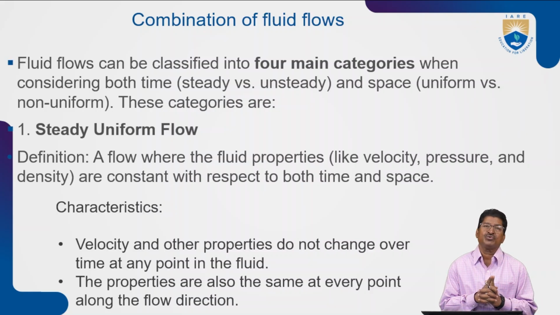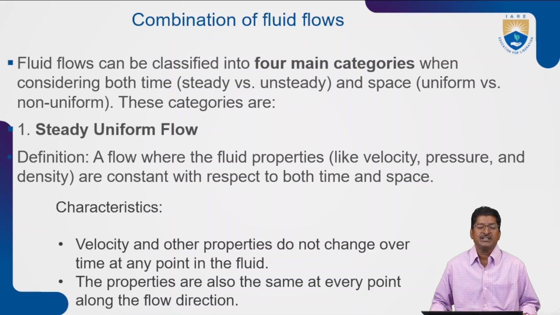So with respect to time, the steady flow; with respect to space, the uniform; a combination of time and space. Now, these combinations we will discuss. So if you see the first one, steady uniform, what is the definition given here? A flow where the fluid properties like velocity, pressure, density are constant with respect to both time and space.